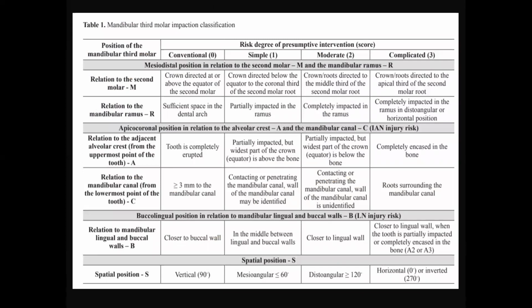So this is a classification which has been given on the basis of third molar extraction. The first depends upon what the position is. As I told you, I will start from below to above. The vertical position being the easiest, then mesioangular, then distoangular, then horizontal and inverted. This point we will just take afterwards, the buccolingual relation, but I will just brief you. The closer it is to the buccal wall, the easier it is, and the closer to the lingual wall, the more difficult it is.